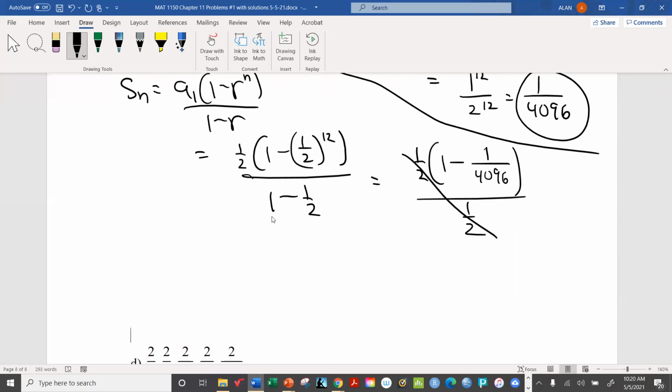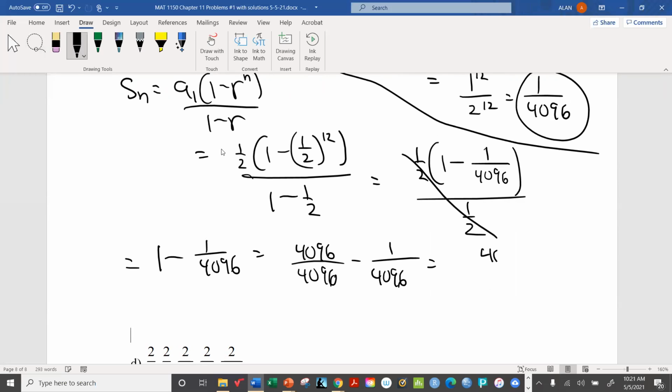So how do I combine 1 minus 1 over 4096? I need a common denominator. I can convert that 1 into 4096 over 4096. So we're just going to wind up with 4095 over 4096. And that's it. Again, you can convert into a decimal. There's no point. It's like 0.99999 something. 4095 over 4096 is perfectly fine.